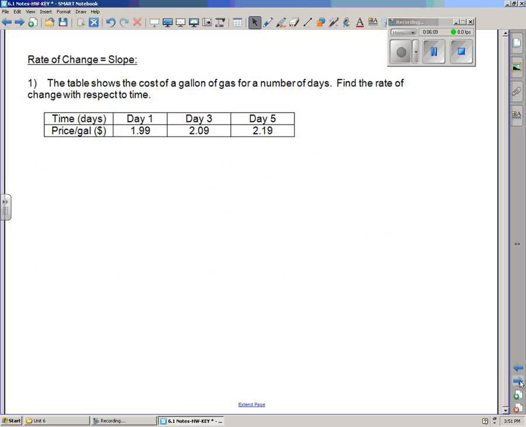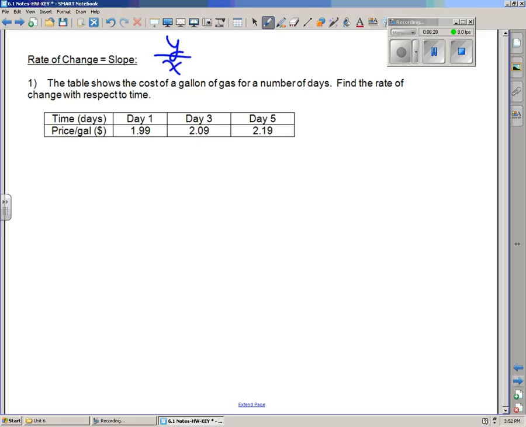People also talk about slope being the rate of change. Okay, and the rate of change, again, is still going to be the y values over the x values. If you take a look at this first example, the table shows the cost of a gallon of gas for a number of days. Find the rate of change with respect to time.